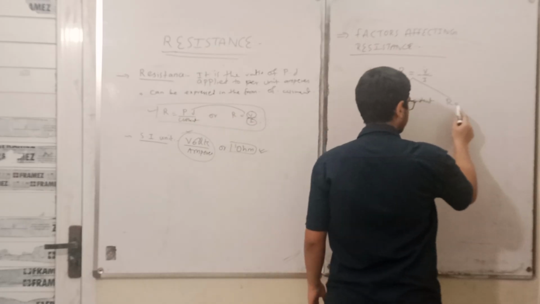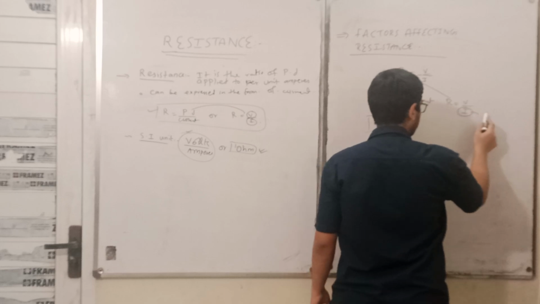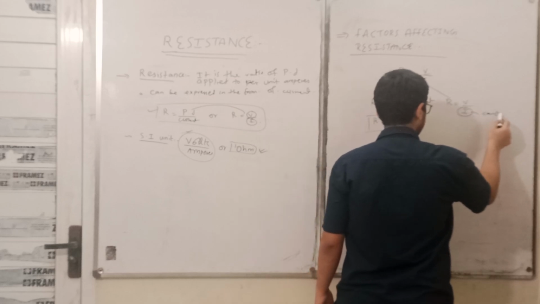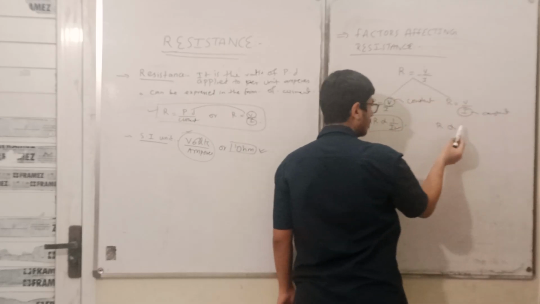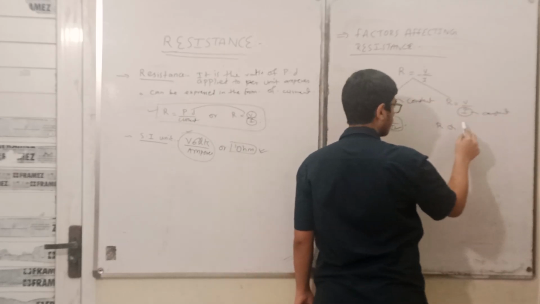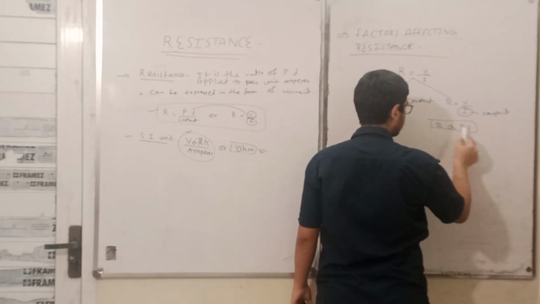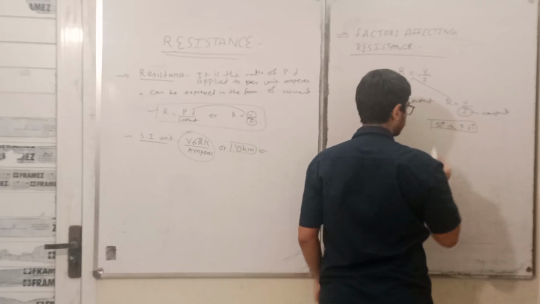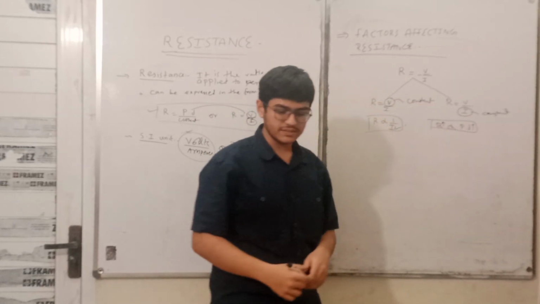Secondly, if we keep current constant, so resistance is directly proportional to potential difference. By increasing potential difference, resistance increases, and by decreasing potential difference, resistance decreases.